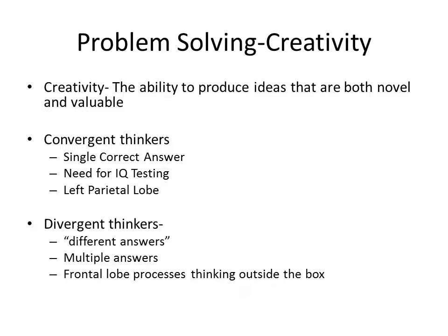All right, so convergent thinkers want a single correct answer. A lot of the time this is used for IQ testing. They're good at IQ testing. They can figure out the right answer. And it's mostly processed in the left parietal lobe. Divergent thinkers, you like to think of a lot of different answers. You like multiple answers. You think outside the box. And a lot of the time, this is processed in the frontal lobe.